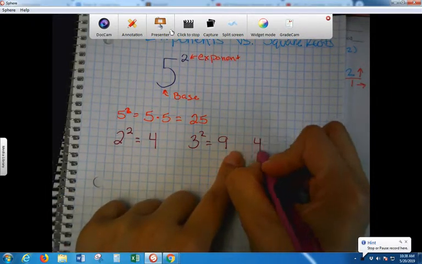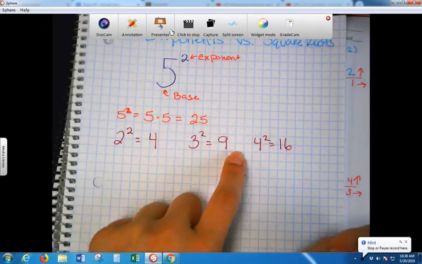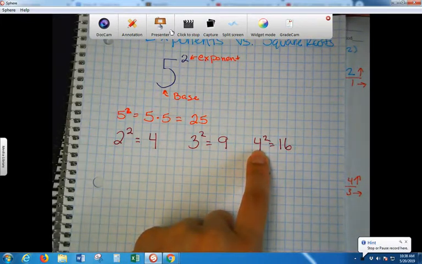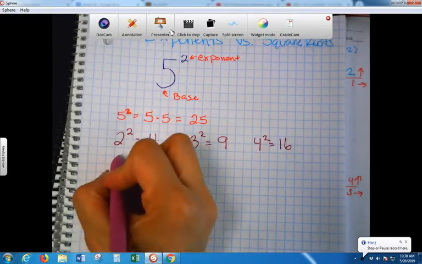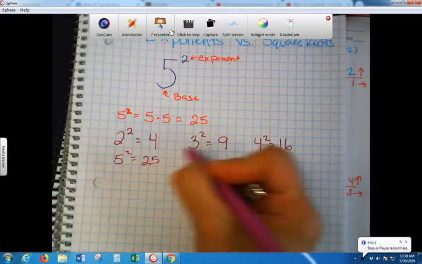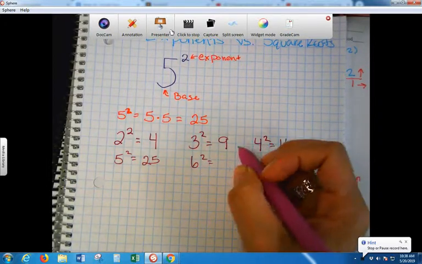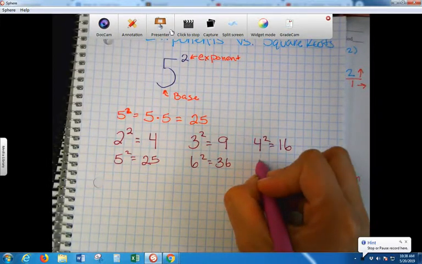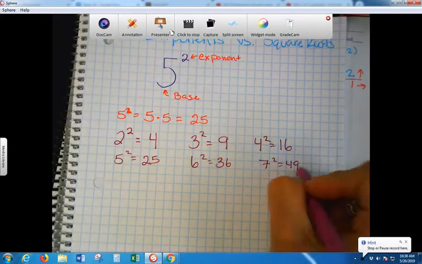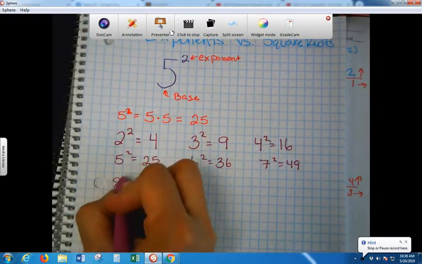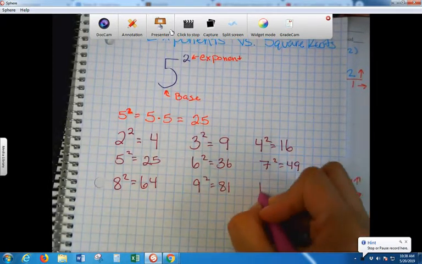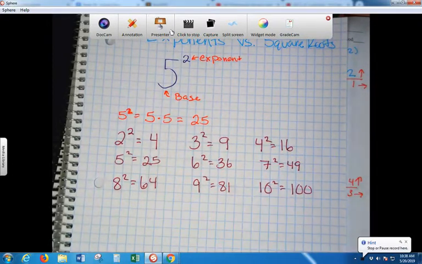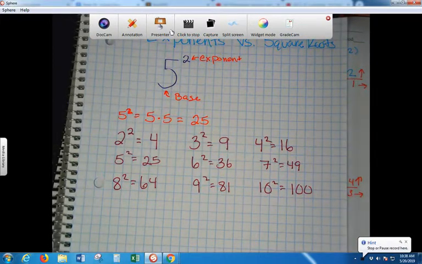4 squared. 16. Why? Because 4 squared is 4 times 4, not 4 times 2. 4 times 4. All right, we already have 5. Well, let's do it. 6 squared? 7 squared? 49. Those of you who know how to multiply, these are easy. 8 squared? Nice. 9 squared? 10 squared? 100. All right, we'll let you catch up. The rest of you, if you're on it, you can kind of figure out the next, but write this down. There's no choice.